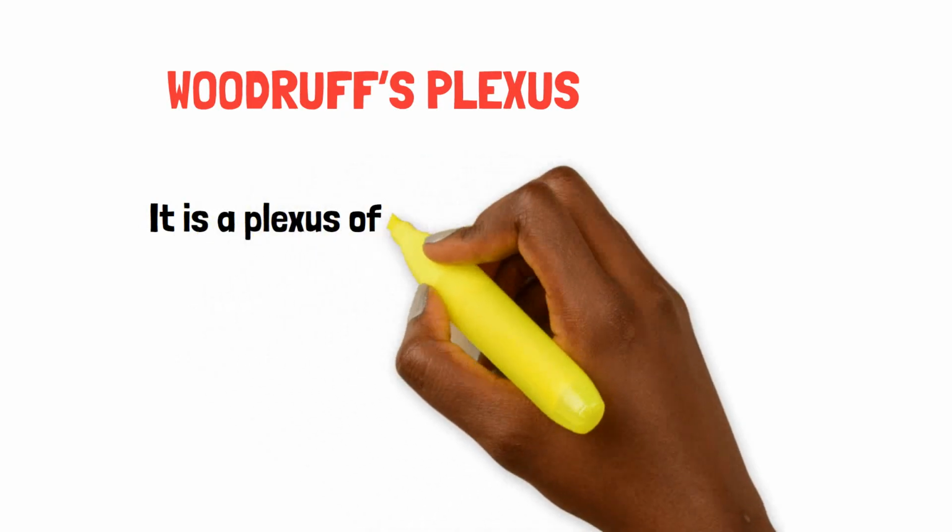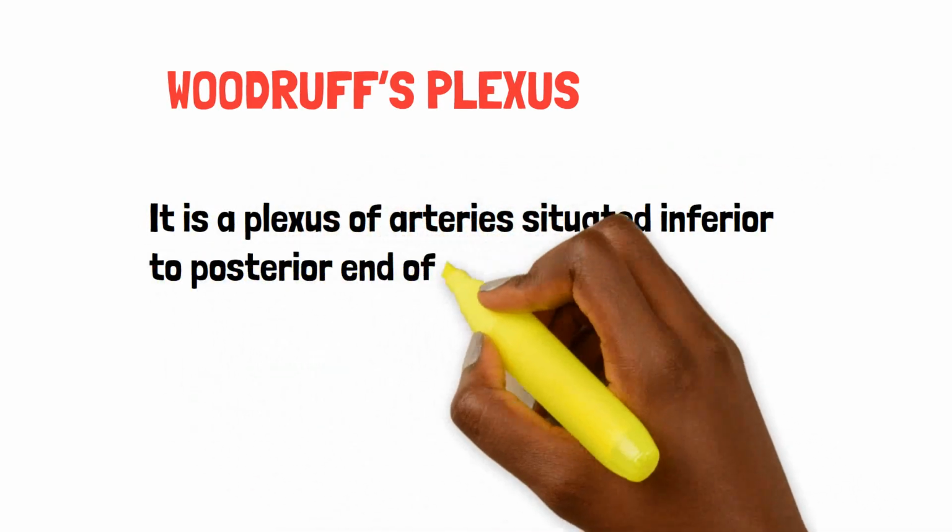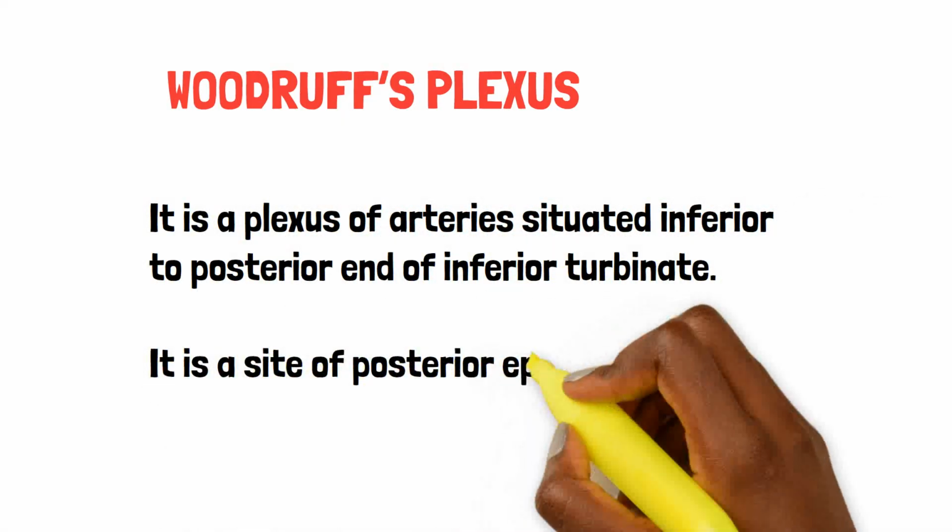Then we have Woodruff's plexus. It's a plexus of arteries situated inferior to the posterior end of the inferior turbinate. It's a site of posterior epistaxis in adults.